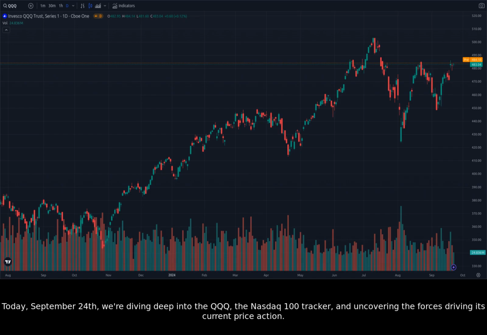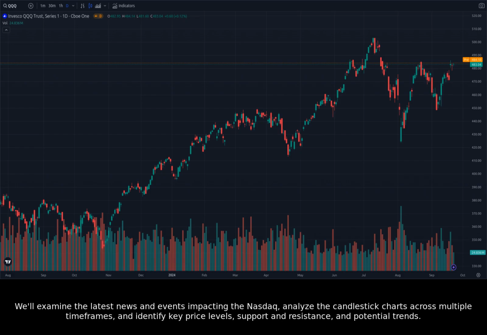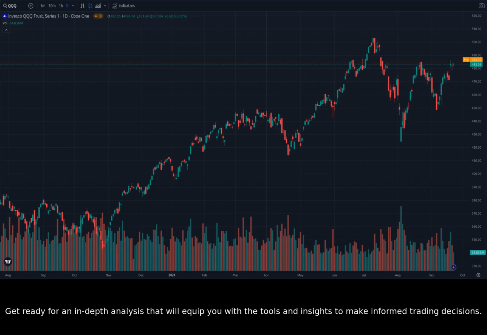Today, September 24th, we're diving deep into the QQQ, the Nasdaq 100 tracker, and uncovering the forces driving its current price action. We'll examine the latest news and events impacting the Nasdaq, analyze the candlestick charts across multiple timeframes, and identify key price levels, support and resistance, and potential trends. Get ready for an in-depth analysis that will equip you with the tools and insights to make informed trading decisions.